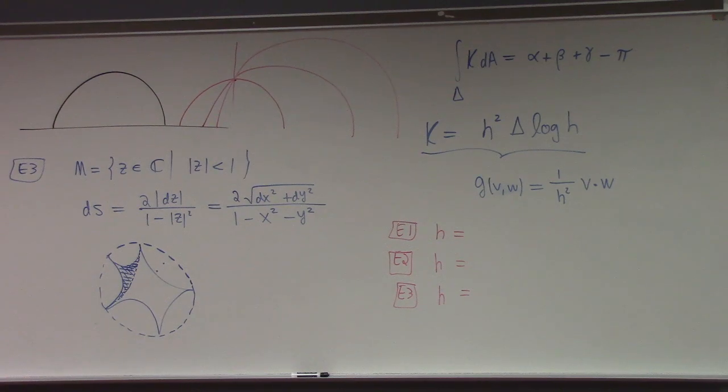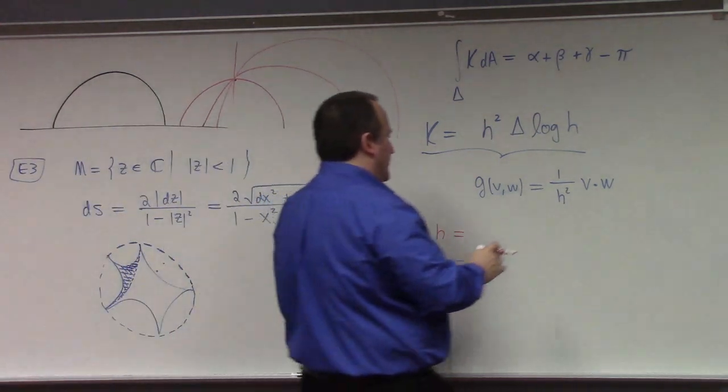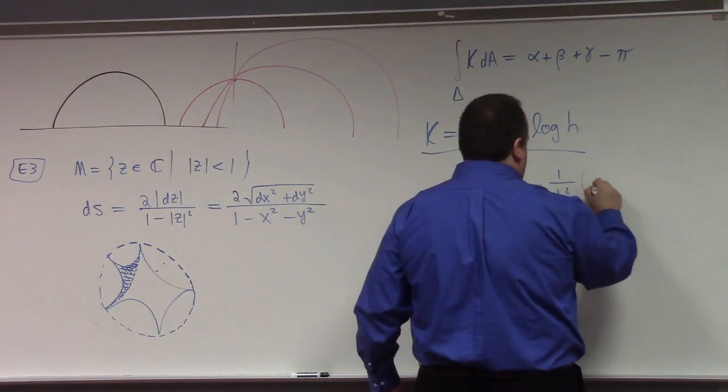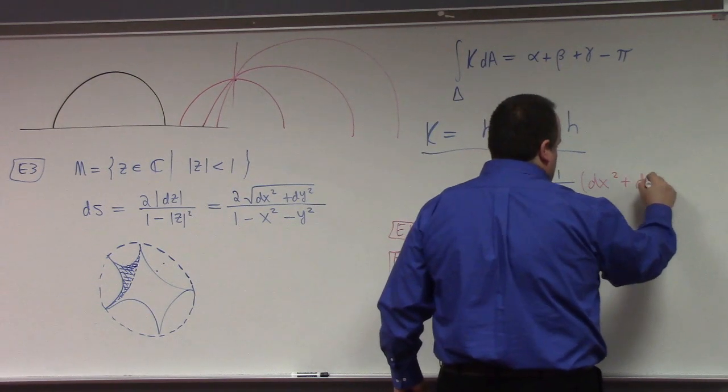So maybe you're not seeing past my notation. Like this, admittedly, is bad. Instead of writing it this way, the notation's getting me. It's 1 over h squared times dx squared plus dy squared. There we go. Now you should be able to see it.